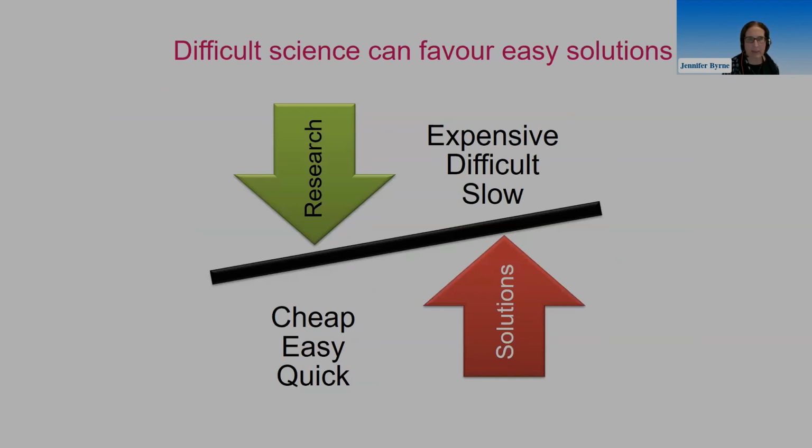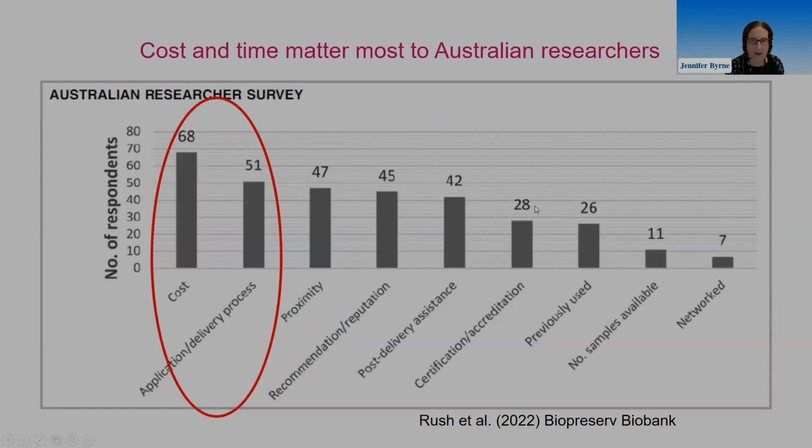So in summary, I think we all know that carrying out scientific research is difficult, and when you're doing difficult science, it can favour easy solutions. So when research is difficult and expensive and slow, we can favour solutions that are cheap and easy and quick. And sometimes those can include creating your own biobank. Certainly in terms of what matters to Australian researchers, it seems to be cost and time. And the third issue here is also proximity, which has been reported by other studies as well. So researchers do value working with trusted colleagues.